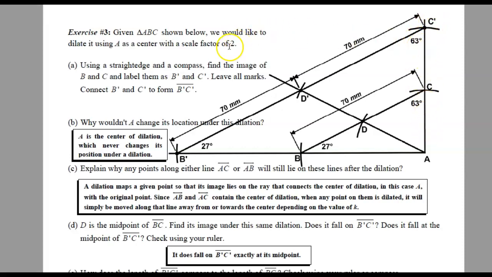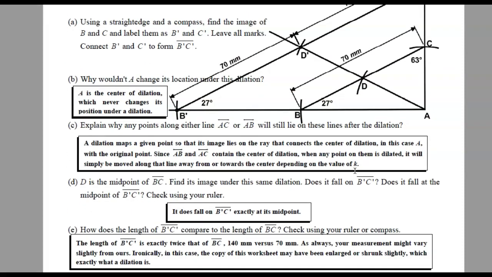Had I had a scale factor less than 1, I wouldn't have had to extend it at all because I would know that C prime is somewhere on the original line. And same thing with B prime. So we know it's always going to fall on the same line. So D is the midpoint of BC, and we're trying to find its image under the same dilation.